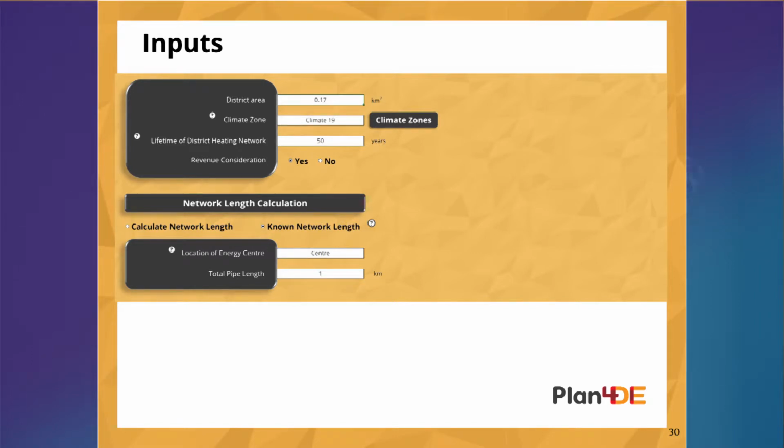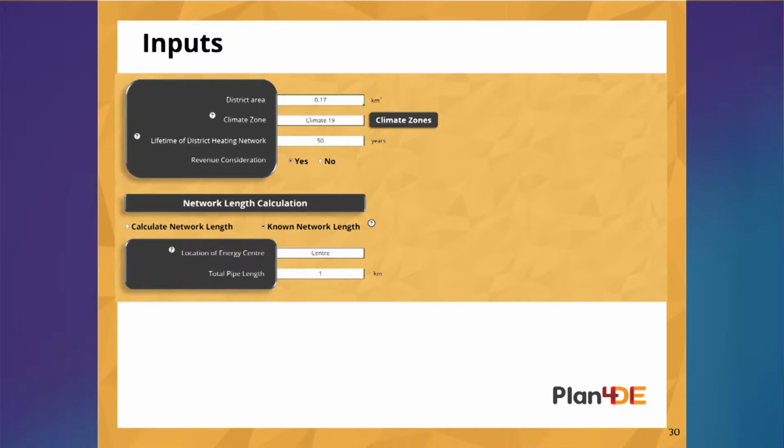There's also a guidebook available that helps you to assess and choose what area might be appropriate to look at. Then you need to tell the model where exactly you are, what climate zone you're in. The lifetime of the district heating network, which is essentially the time period over which you're looking to do your analysis. You can choose to consider revenues from the district energy system or not in the cost optimization calculations. And then the length of your piping network.